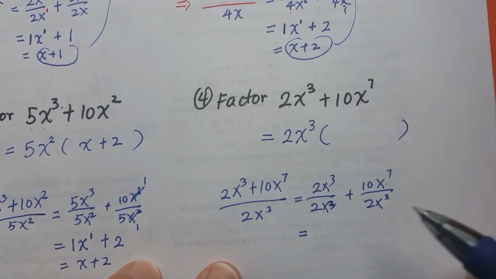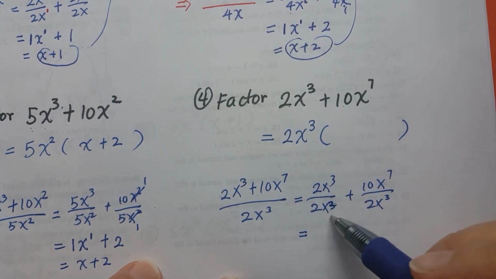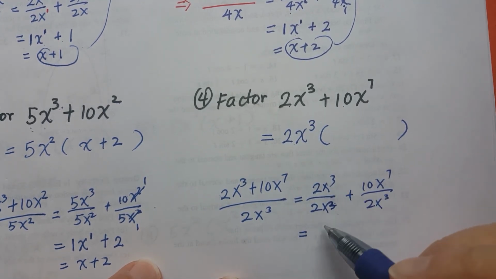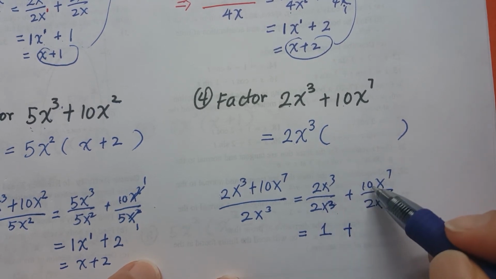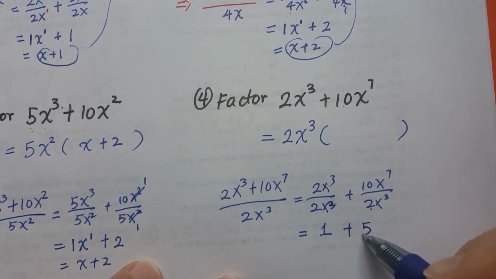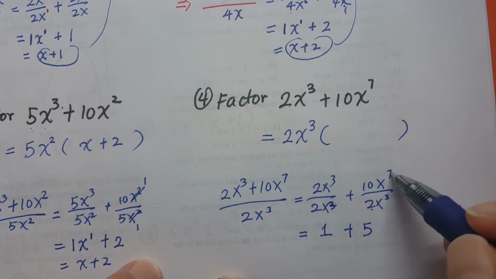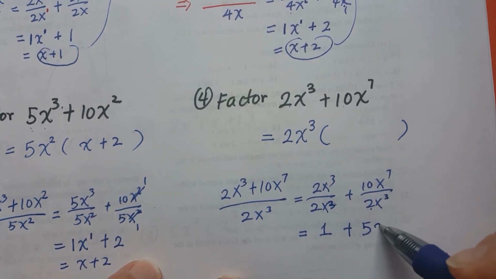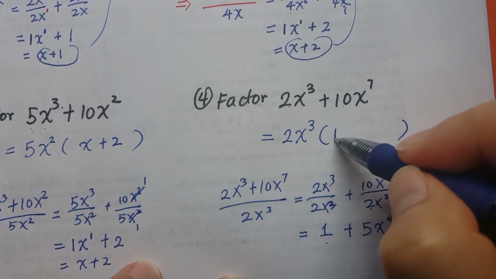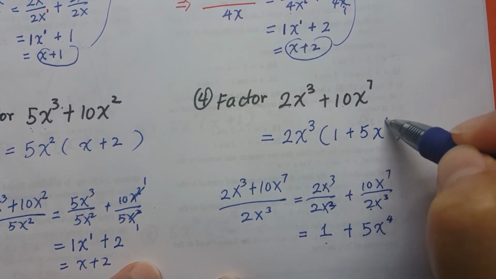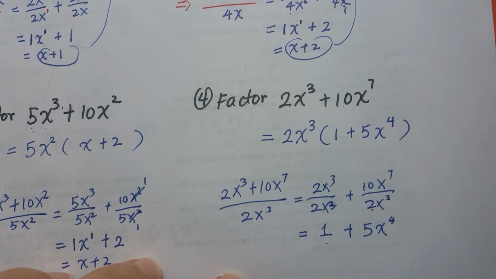Okay, now we have 2x cubed divided by 2x cubed. It's going to be 1 because it's the same. Now plus 10 divided by 2 is 5. And then you subtract exponents. 7 minus 3 is 4. So now we get 1 plus 5x to the 4. So we finished number 4.